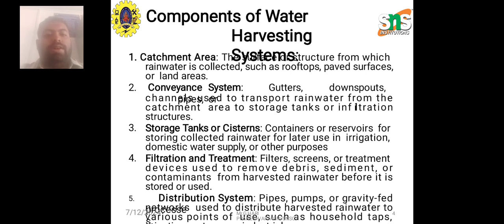Filtration and treatment: filters, screens or treatment devices used to remove debris, sediment and contaminants from harvested rainwater before it is stored or used. Distribution system: pipes, pumps and gravity-fed networks which are used to distribute harvested rainwater to various points such as household taps, etc.